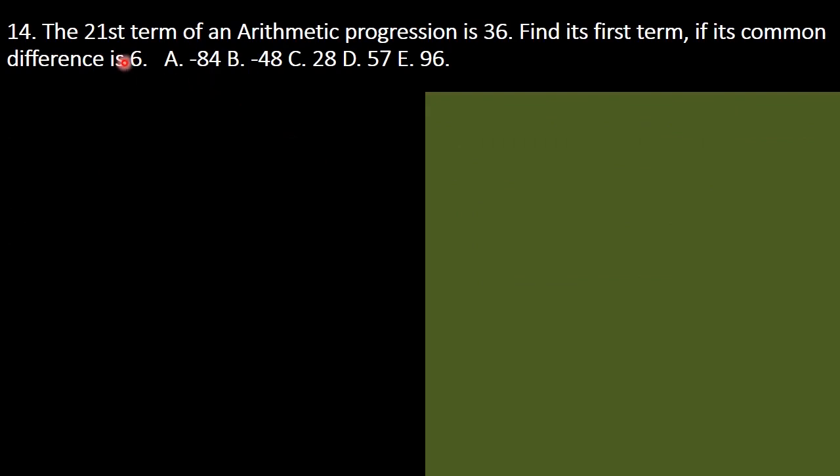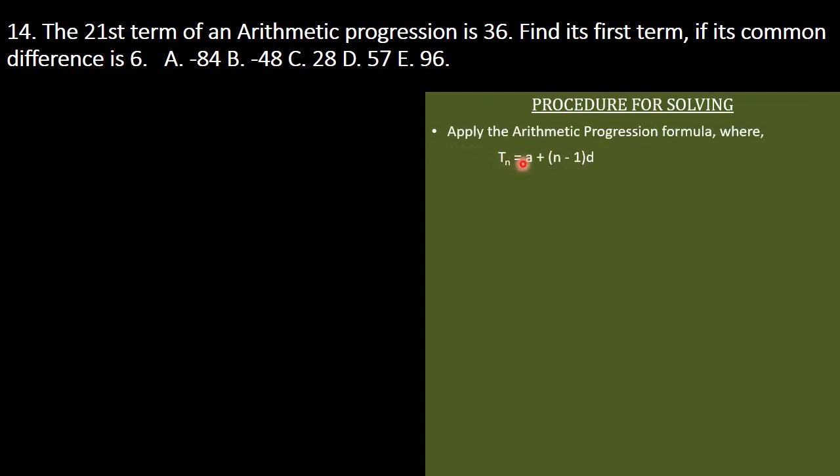Question 14. The 21st term of an arithmetic progression is 36. Find its first term if its common difference is 6. Let's check the procedure for solving this. Apply the arithmetic progression formula where Tn is equal to a plus (n minus 1) d, where Tn is the given term, a is the first term, n is the number of terms, d is the common difference. Then substitute for the given values.